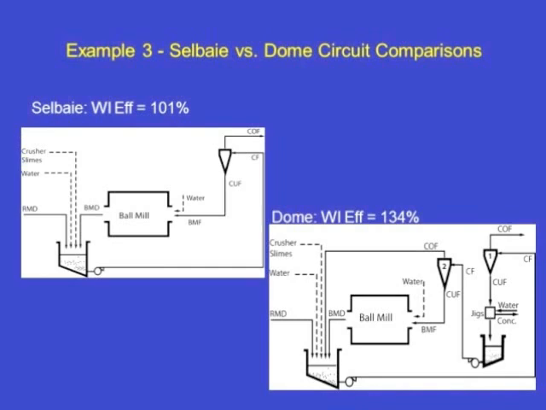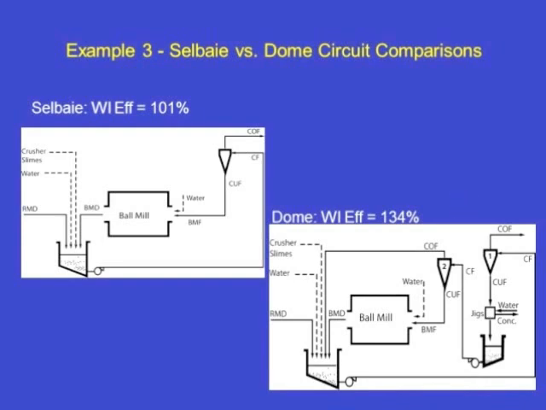Okay, here's another example. We were looking at two circuits a couple hundred miles away from one another. This was at Salvé, where we measured the work index efficiency of the circuit, compared the work index of the ore to the operating work index, and it came out to very close to 100%. So I used this circuit a lot, all the data from it to build models and so on. Down the street at Dome, in a gold processing plant, where they had this circuit, their work index efficiency was 134%.